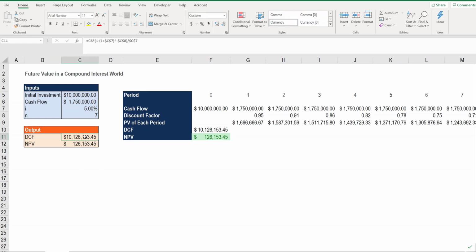Alternatively, we could use the formula for DCF to figure out the value of all the different cash flows, which is namely the cash flow of $1.75 million discounted at 5% for 7 years. And that would also give us the same value of 10,126,153.45.